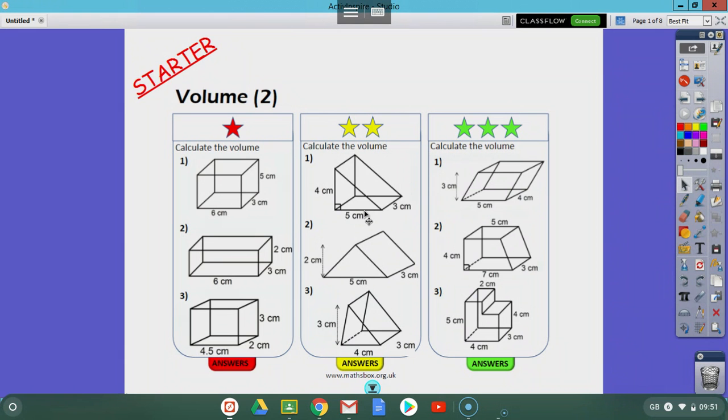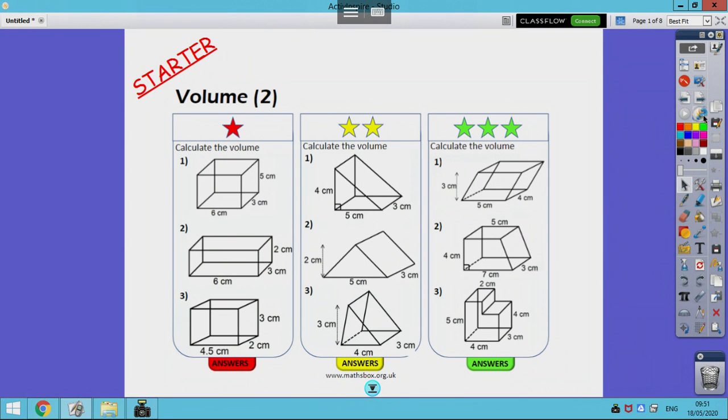So what I'd like you to do for your starter, I want you to pick a level. So pick either the red star, the 2 yellow stars or the 3 green stars. Pick your level and have a go at finding the volumes of those prisms, okay? So pause the video, have a go at those 3 questions for your starter, and the answers to these we'll go through at the end, just so you can mark them, okay?